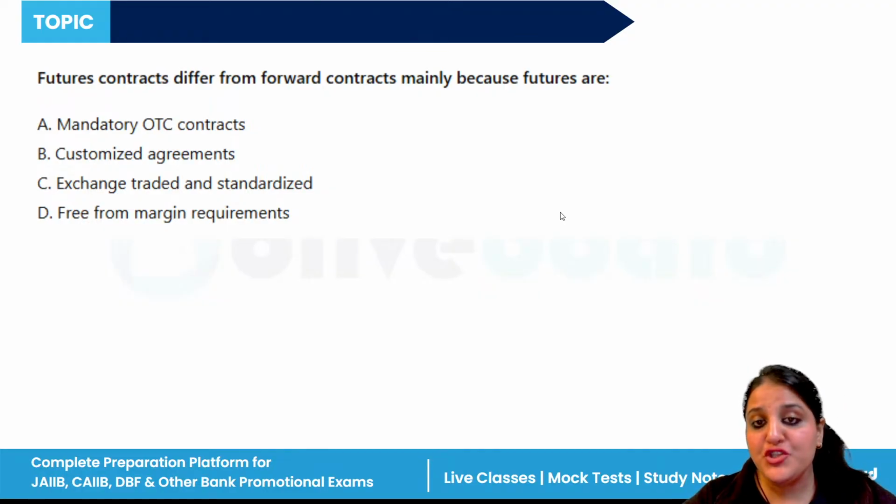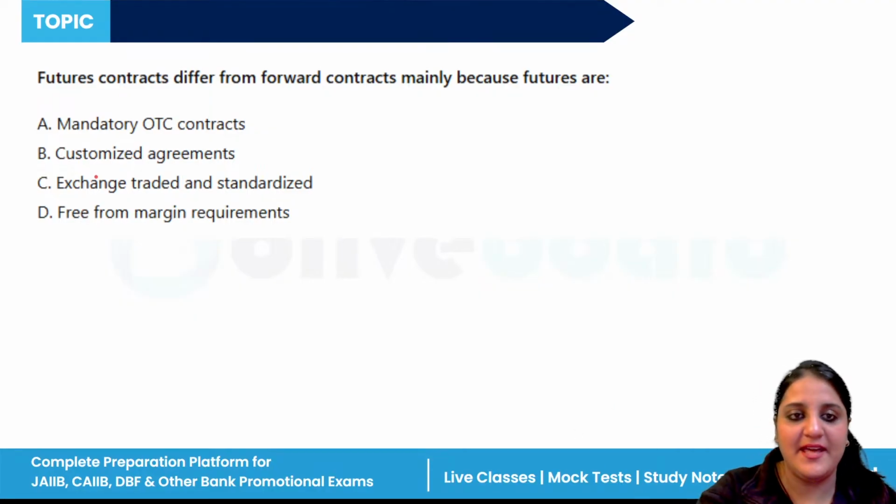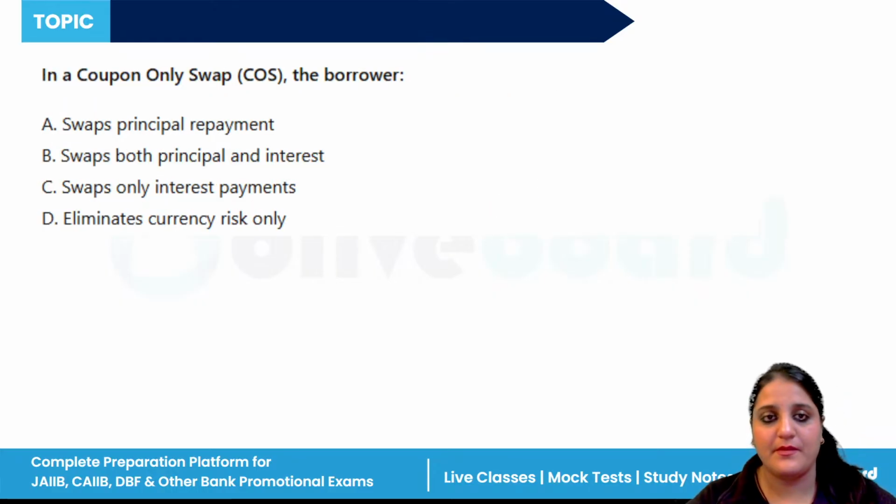So, futures contracts are traded on recognized exchanges. They are standardized in size and maturity. They are settled through daily margining. Forward contracts are over the counter, as well as customized. So, which option is correct? Option C is correct, exchange traded as well as standardized.